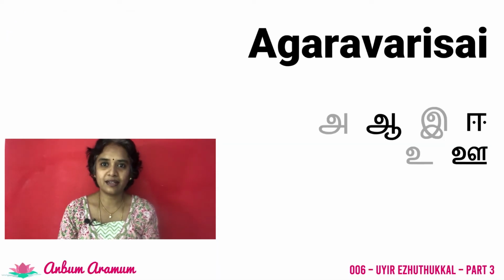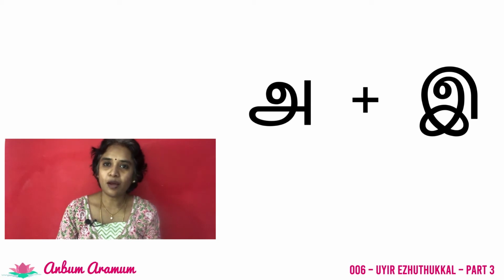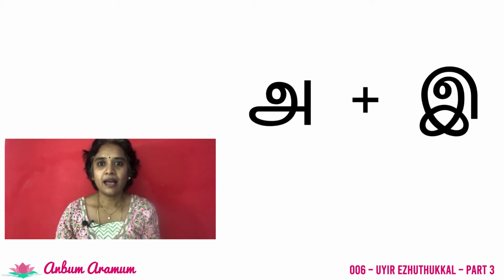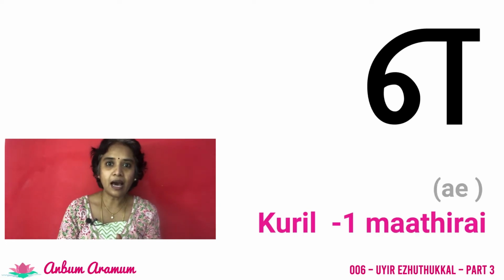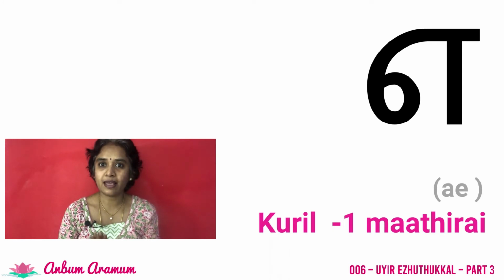The first 6 Uyir Ezhuthukkal are A, I, U. The next Uyir Ezhuthu is a combination of A and I. We take half the sound of A and half the sound of I and we try to combine them and find a middle sound. Let's see what we get. A, I, A. We get the sound A. And when I say this sound for one Mathirai, we get the Kuril Ezhuthu A. So it's neither A nor I, but somewhere in the middle of A and I. And this is how it looks. And it is a Kuril Ezhuthu and it is pronounced for one Mathirai.